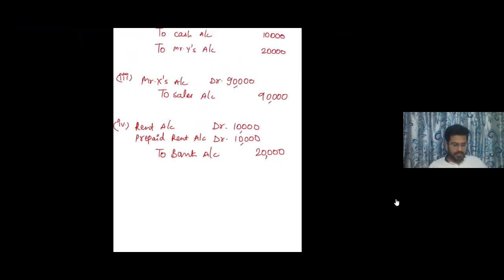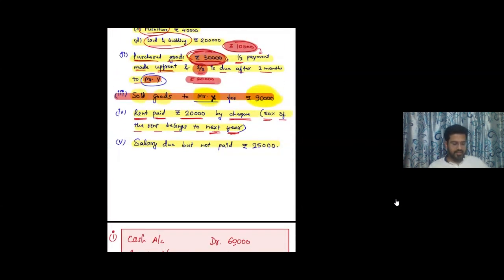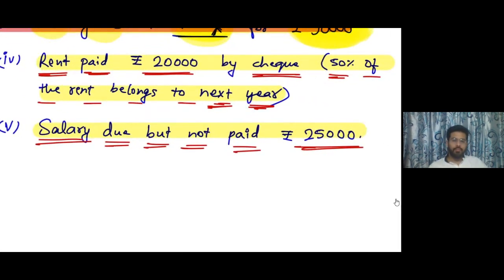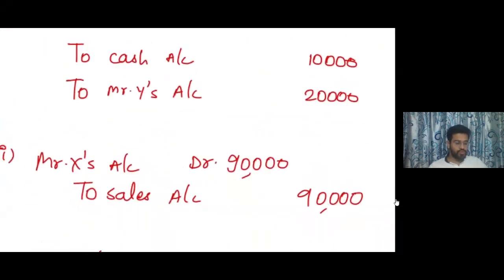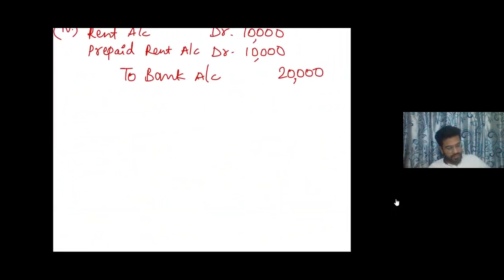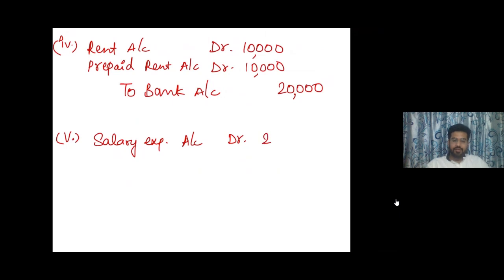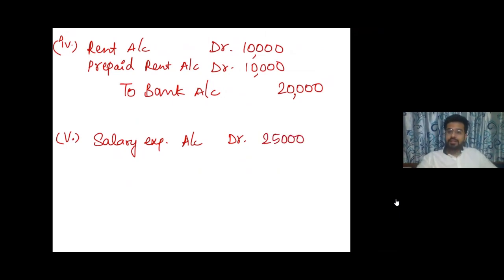Moving on. Last journal entry. Salary due but not paid, rupees 25,000. So salary is due. How much? Rupees 25,000, but it is not paid. So if it is due, we need to expense it off. That is very, very clear. So the salary expense account is debited rupees 25,000, but we have not paid it. But we will pay in future. Obviously, this will be paid in future.